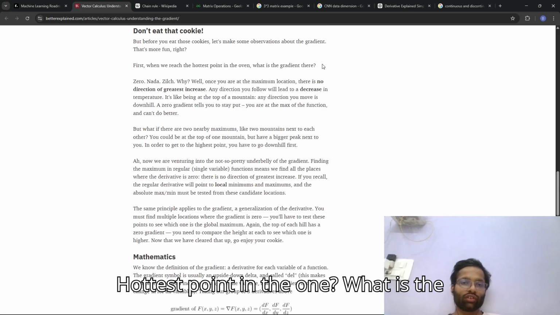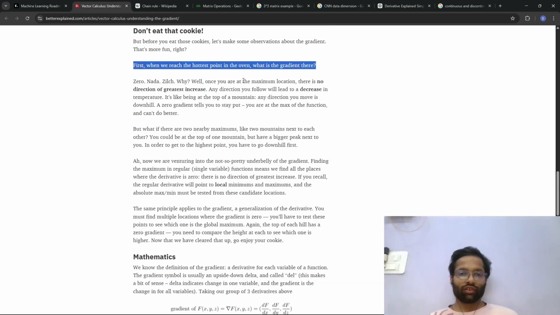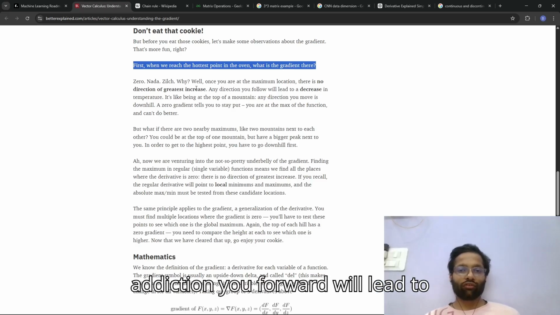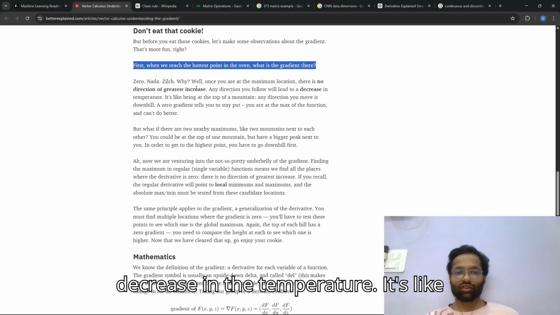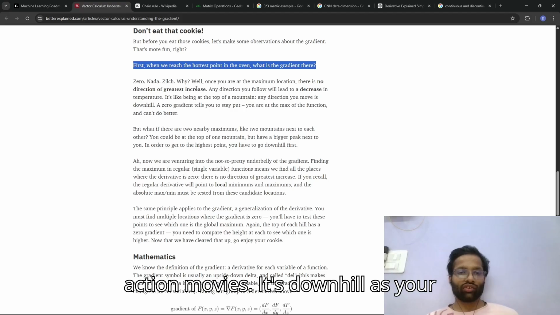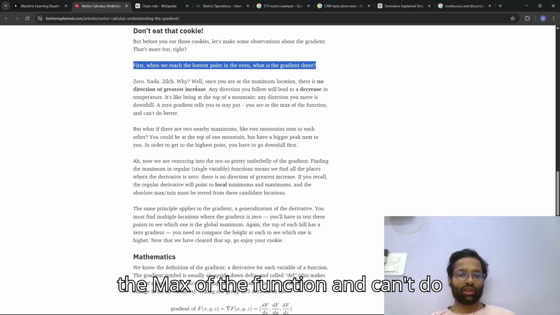Hottest point in the oven, what is the gradient here? Zero, not a zilch. Why? Once you get the maximum location, there is no direction of greatest increase. A direction you follow will lead to a decrease in the temperature. It's like being at the top of the mountain. A direction you move is downhill. A zero gradient tells you to stay put. You're at the max of the function and can't do better.